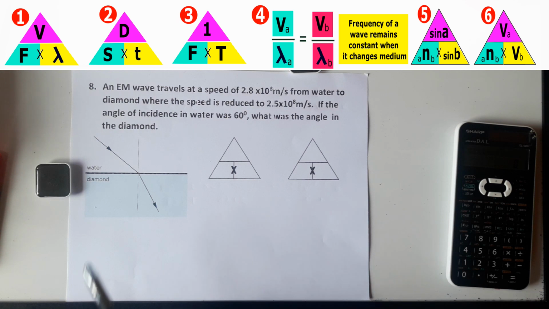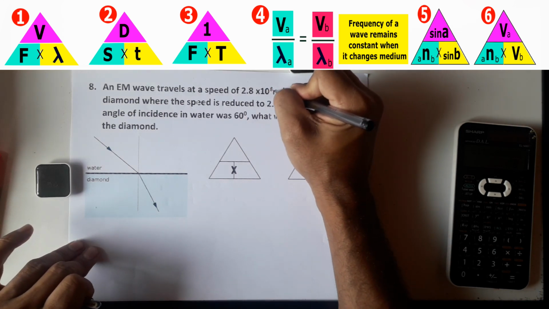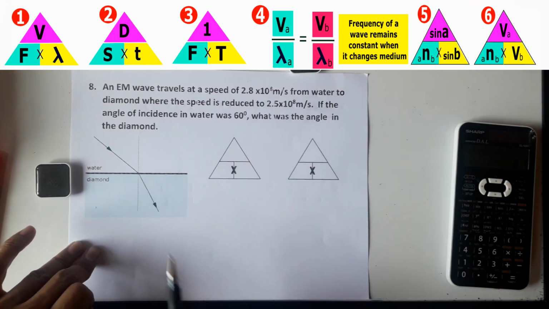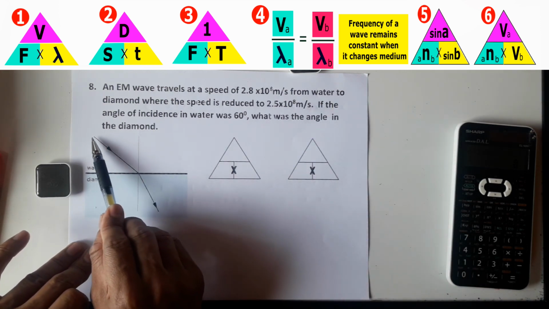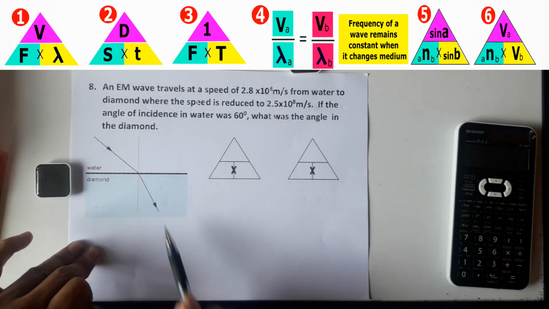You have an EM wave. Now, EM wave is an electromagnetic wave which travels at a speed of 2.8 multiplied by 10 to the power 8 meters per second from water to diamond. So here we have a little diagram. The light wave, the EM wave is going from water into diamond.